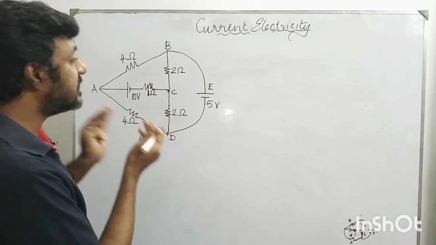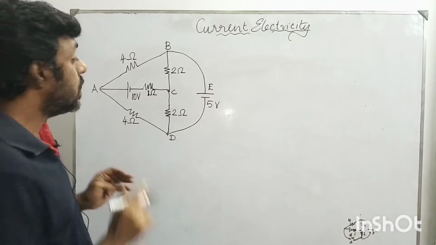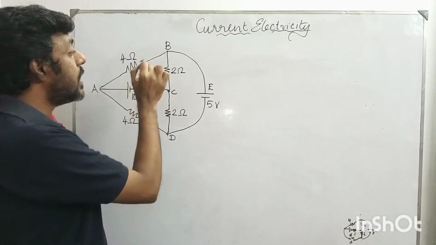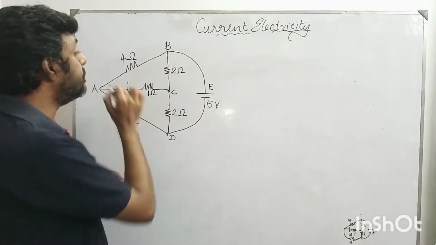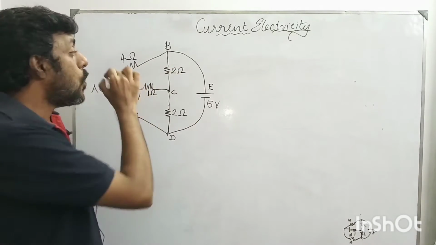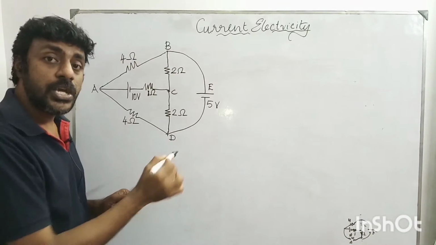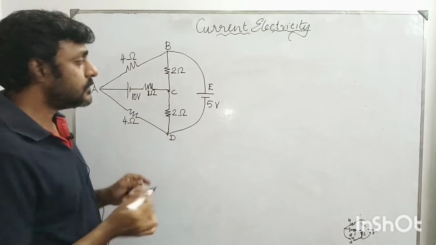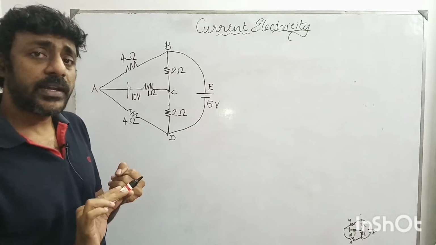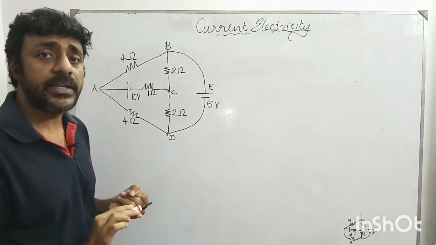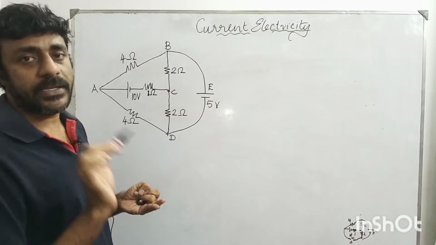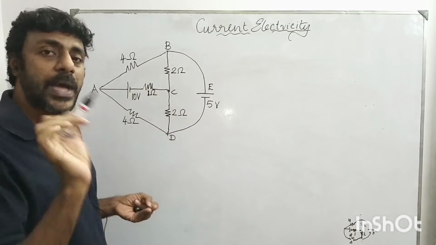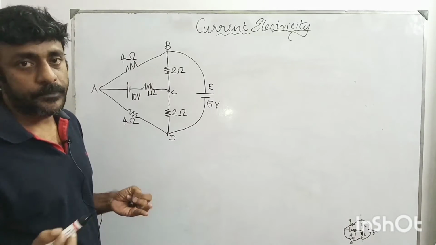Now what is the next step you are going to do? Next step is that you need to mark the direction of the currents. While marking the direction of the currents, you need to name the currents. First you mark the direction of the currents, and after marking the direction, you need to name the currents. It will be useful for you to identify the value of the branch currents finally, right?